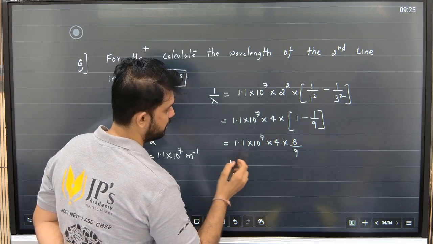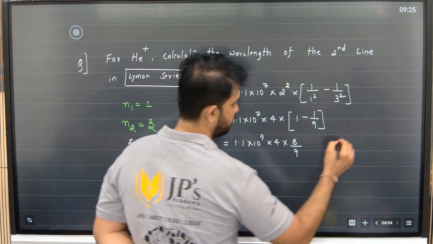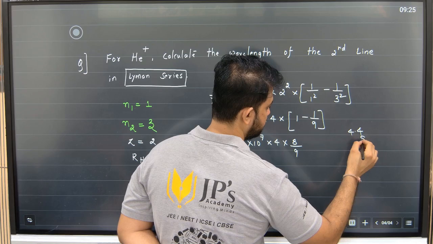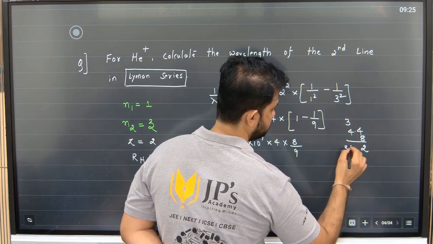You can compare your answer. So this is 4.4 times 8. 4 8s are 32.